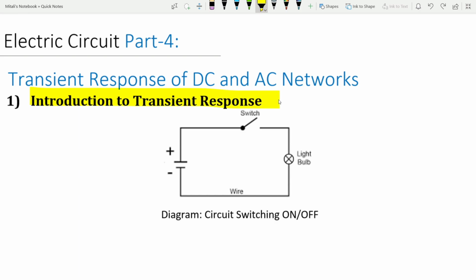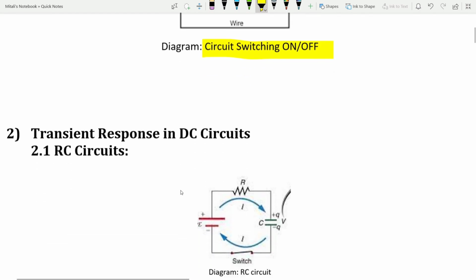Our introduction to transient response. First, let's talk about what transient response means. When we switch a circuit on or off, or when there's a sudden change in the circuit's operation, the voltages and currents don't change instantaneously. Instead, they transition from one steady state to another. This period is what we call the transient response. Here we can see the circuit switching on or off.